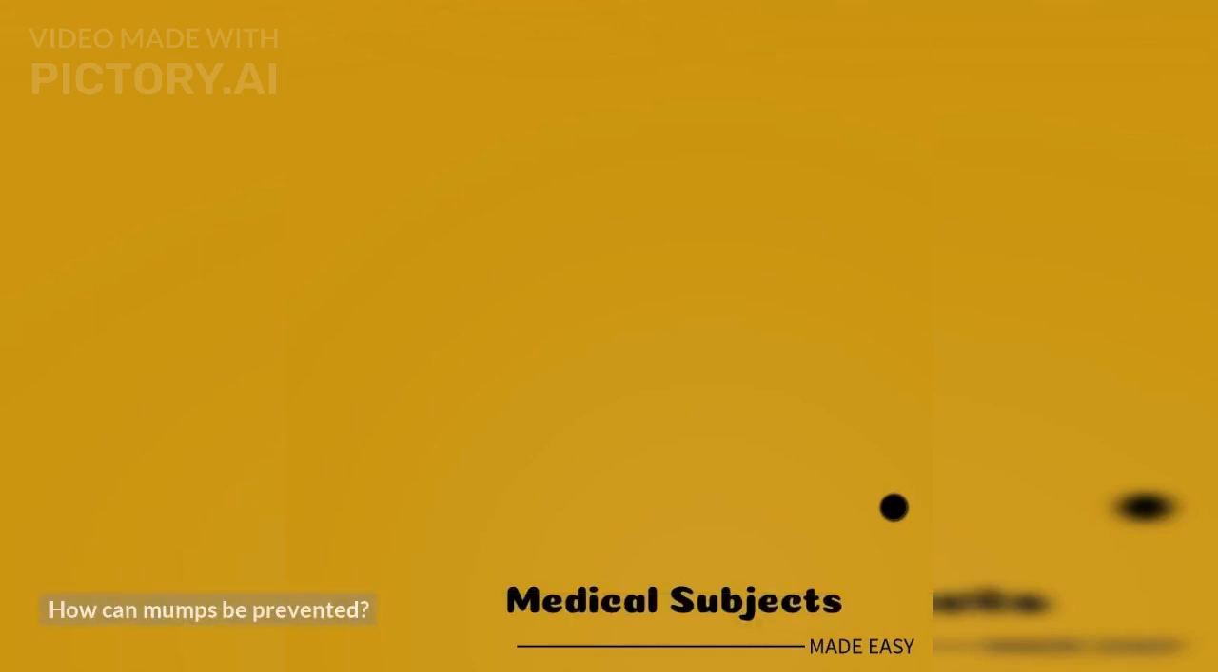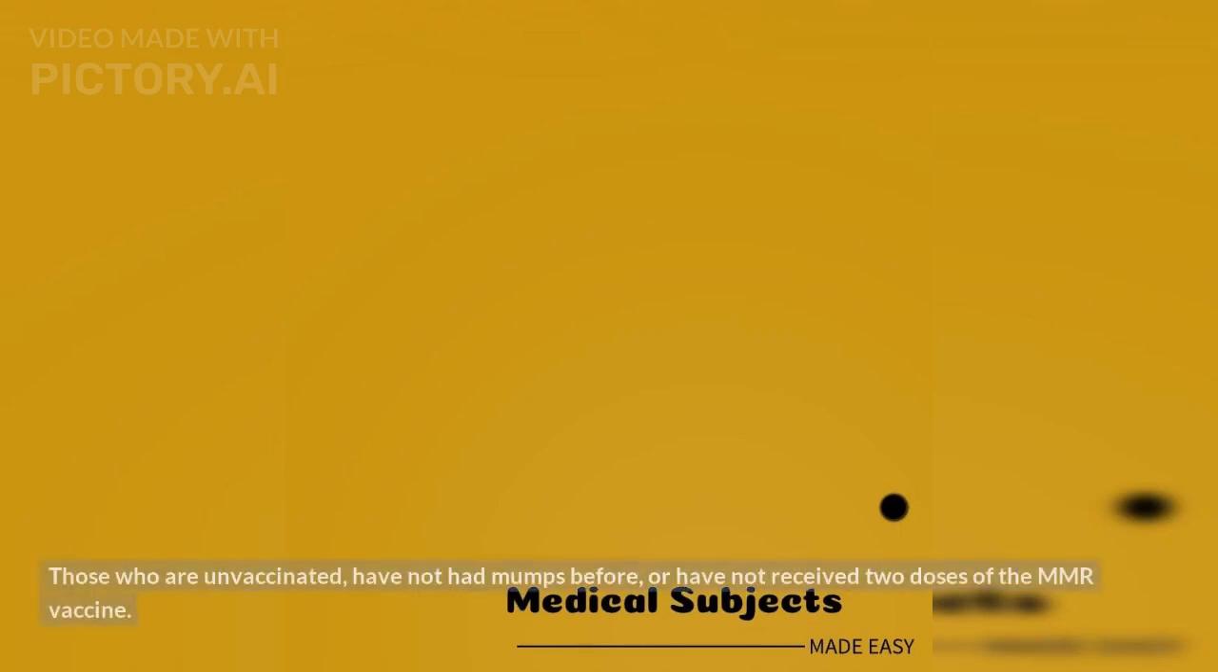5. How can mumps be prevented? Vaccination with the MMR (measles, mumps, rubella) vaccine. 6. What is the main mode of transmission for mumps? Respiratory droplets from an infected person. 7. Who is at risk of getting mumps? Those who are unvaccinated, have not had mumps before, or have not received 2 doses of the MMR vaccine.